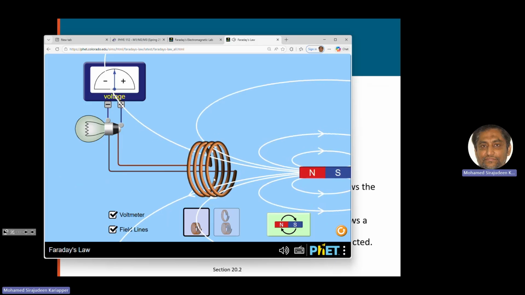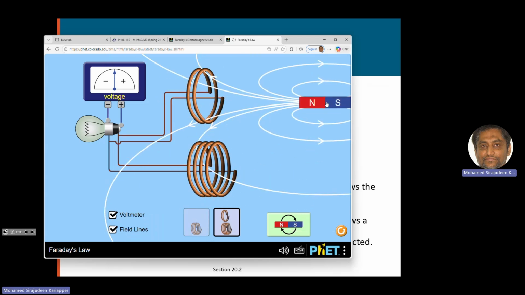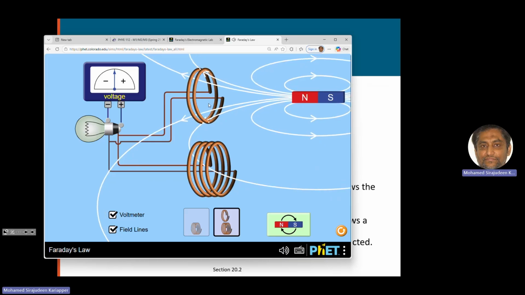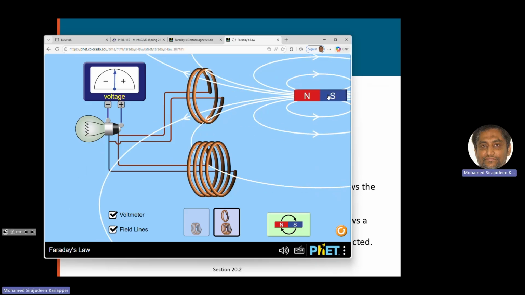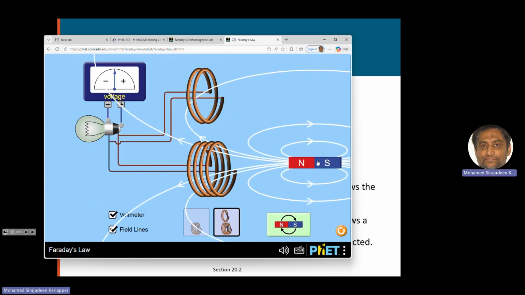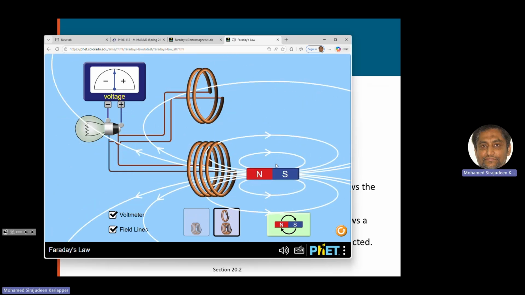So the number of loops here is 4. Let me introduce another loop and I'll slowly bring it up. Do you think the effect will be less or more now? Here it has only 2 loops. It will be less because each loop is going to contribute. Here you have 4 of them, here only 2 of them. So the effect will be a little less, assuming I bring it with the same velocity. Let me do it here with the same velocity. So you can see the effect is more.